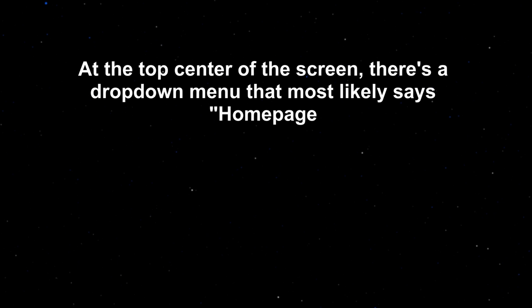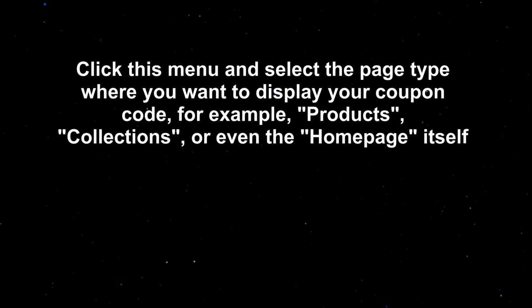At the top center of the screen, there's a drop-down menu that most likely says Home Page. Click this menu and select the page type where you want to display your coupon code, for example, products, collections, or even the home page itself.